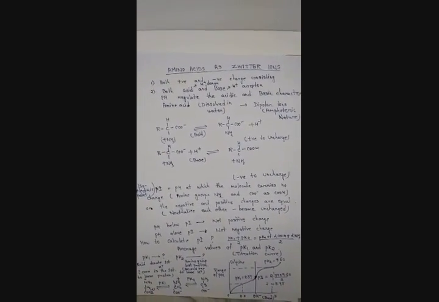How can you define it is an acid? An acid can donate a proton, correct? And a base can accept a proton. So amino acid acts as an acid and base. It depends upon the pH. So pH regulates the acidic and the basic properties of an amino acid.